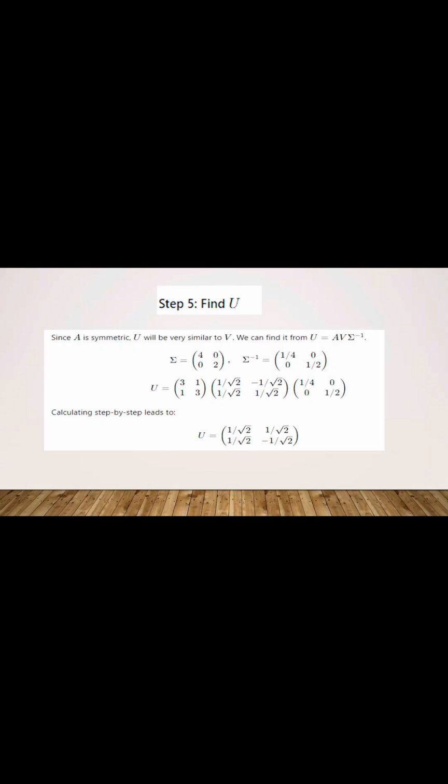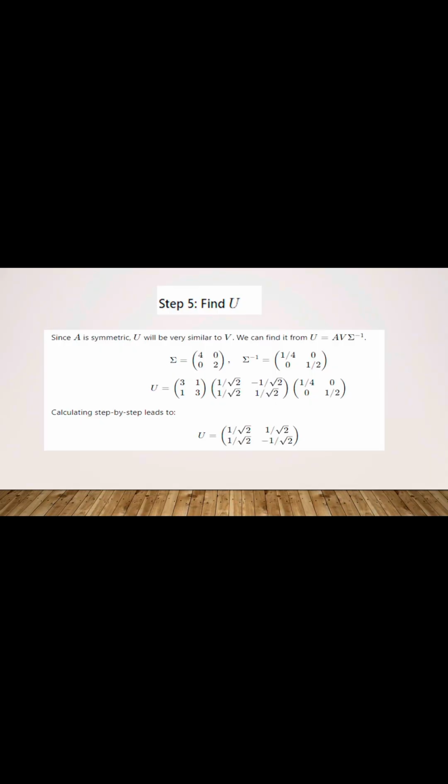From this problem, U turns out to be this matrix. Notice that it's almost the same as V, but with a sign change in the second column. It's important to know that sometimes the signs can be different, but what matters is that the product U sigma V transpose gives us back our original matrix A.